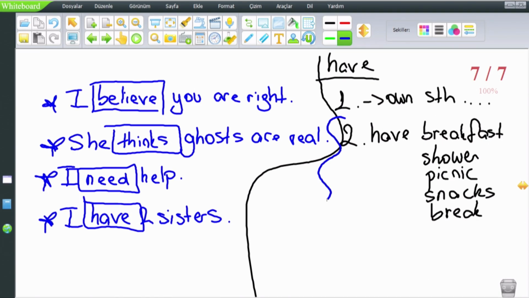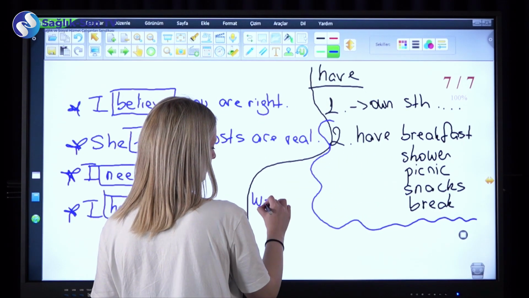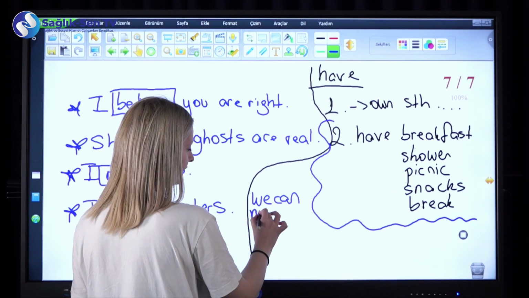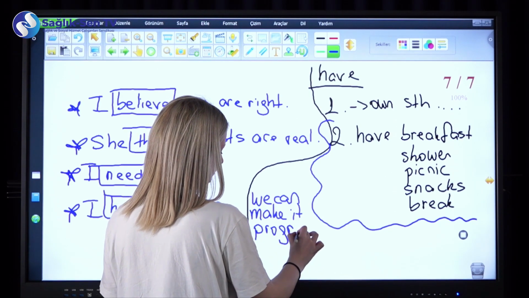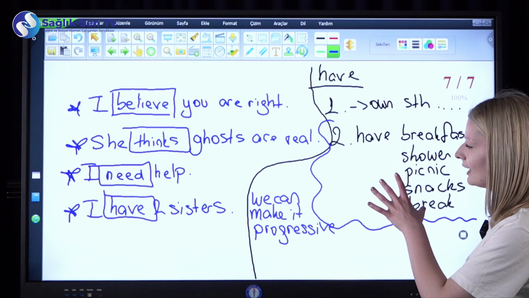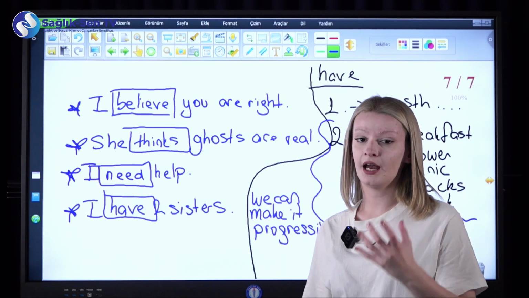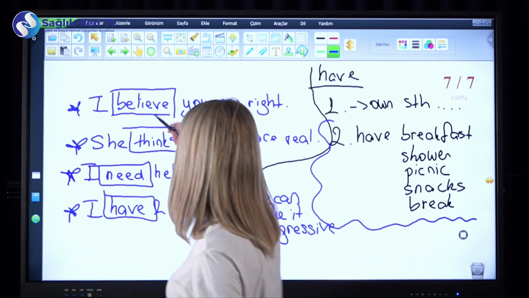In the second category, it doesn't give the meaning of owning something. It loses its meaning. So, in the second category, we can make it progressive. So, you have to look at the meaning, what meaning have gives us in that sentence. It is very important.